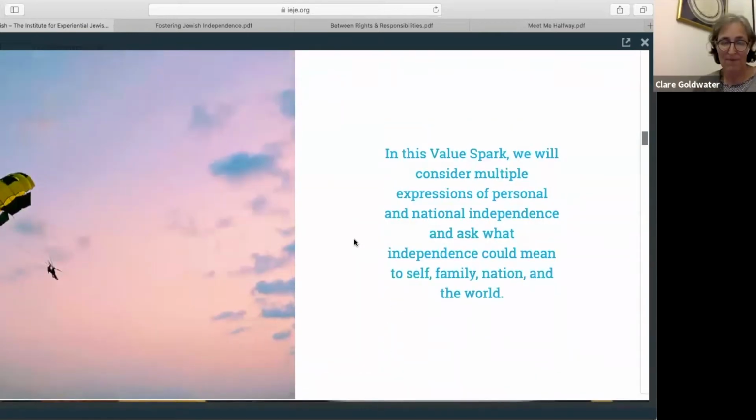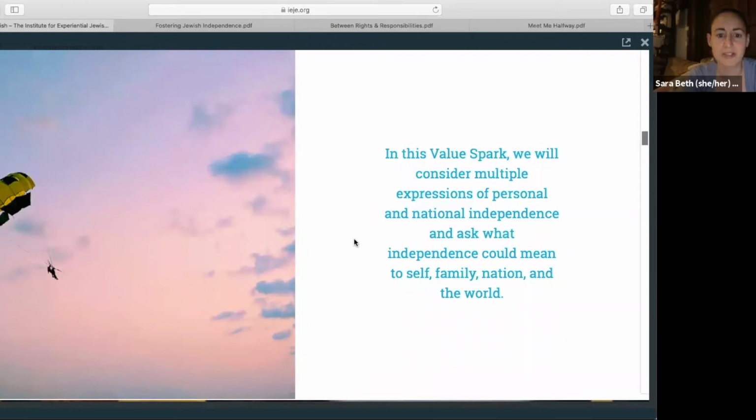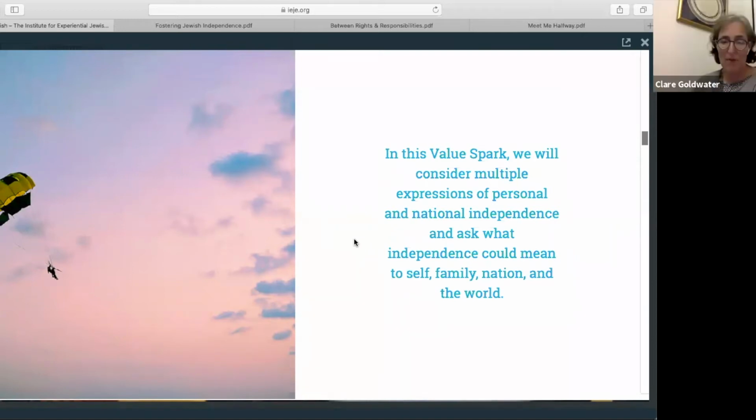Just one more. In this value spark, we will consider multiple expressions of personal and national independence and ask what independence could mean to self, family, nation, and the world. So if I stop there for a minute and think about those four levels of self, family, nation, and the world, as far as independence goes, what are the first associations that you have? Where do your first thoughts go? To self, family, nation, or world? How do you think about this?